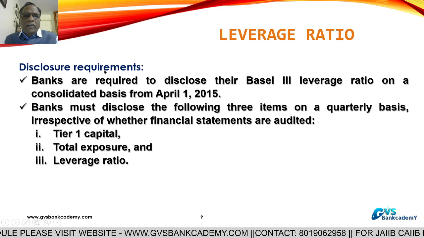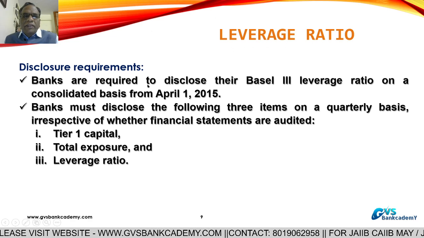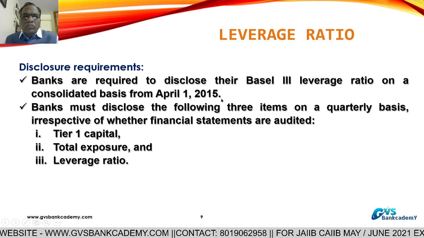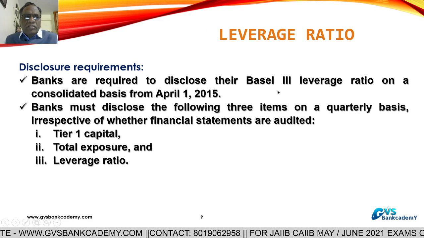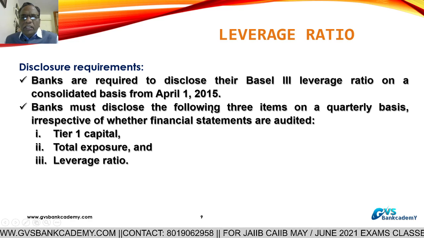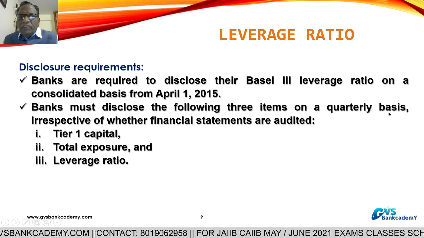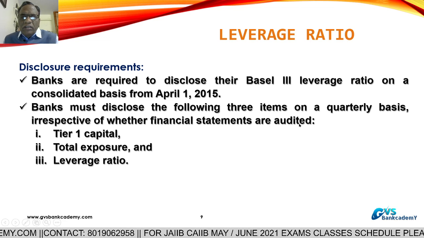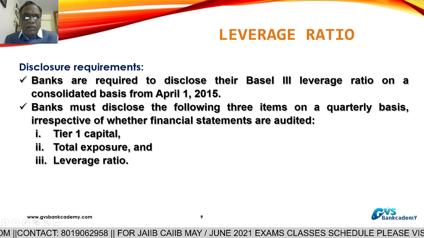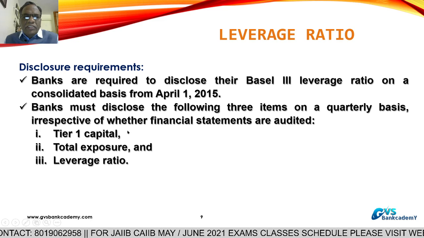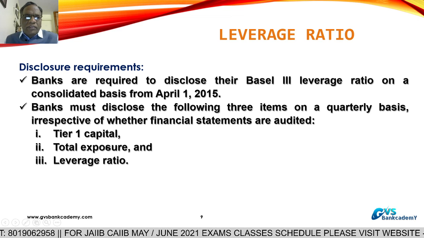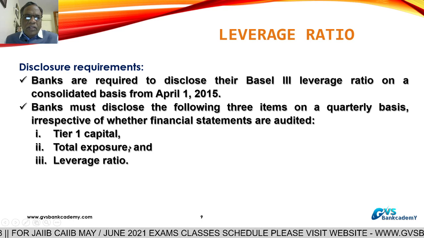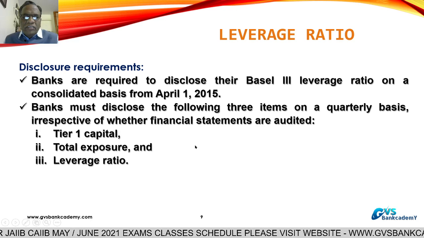And disclosure requirements of the leverage ratio by banks. Banks are required to disclose their Basel III leverage ratio on a consolidated basis of the bank with effect from 1st April 2015 as per RBI stipulation. Banks must disclose the following three items on a quarterly basis, irrespective of whether financial statements are audited or unaudited. Banks have to disclose the Tier 1 capital. Tier 1 means common equity Tier 1 capital plus additional Tier 1 capital. Total exposure means total fund-based exposure and total non-fund-based exposure converted into fund-based by applying credit conversion factors without risk-weighted assets. That is total exposure.